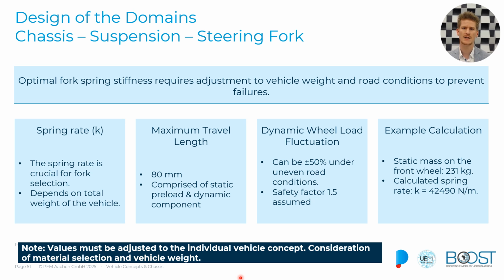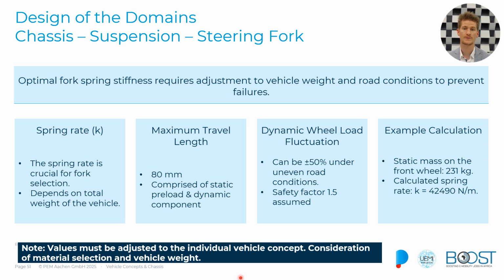This dynamic component is referred to as a dynamic wheel load fluctuation. We currently assume that this is plus minus 50% in uneven road conditions. And in order to protect against suspension failure, we have a safety factor of 1.5. And this is how we think we will apply the forces. And in the following, the spring stiffness is calculated according to these assumptions.